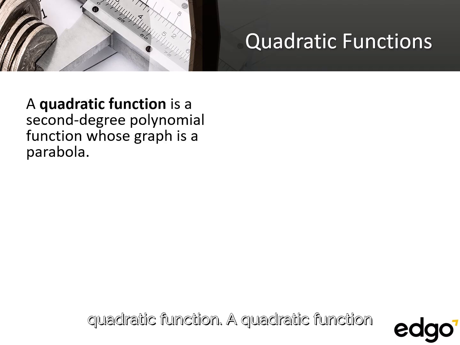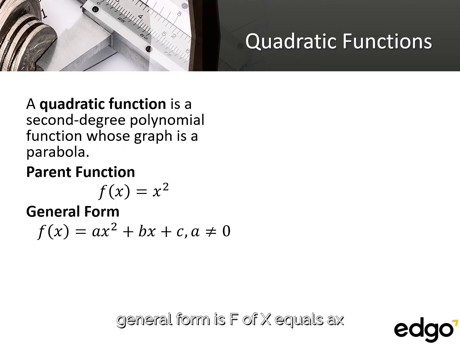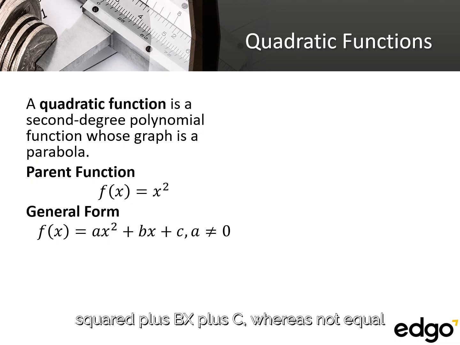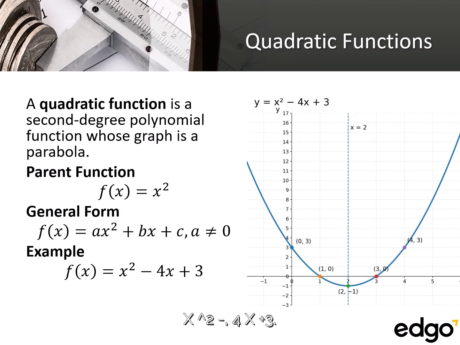A quadratic function is a second-degree polynomial whose graph is a parabola. Its parent function is f of x equals x squared. Its general form is f of x equals ax squared plus bx plus c, where a is not equal to 0. For example, f of x equals x squared minus 4x plus 3. Even though this graph is shifted from the parent parabola, it is still quadratic.